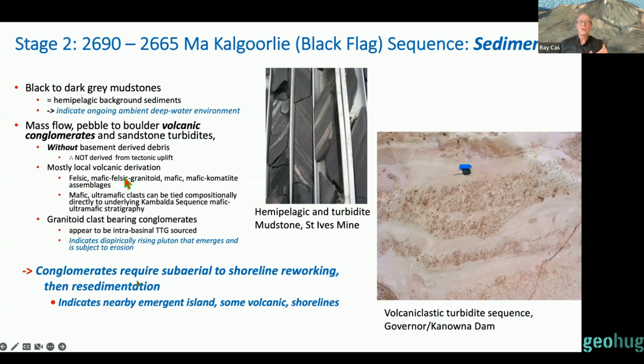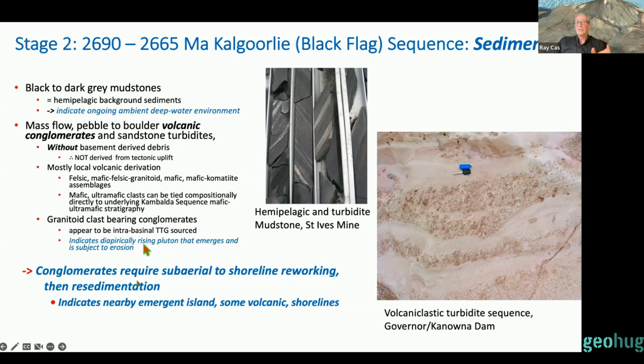When we do look at the compositions of the clasts, we can recognize clasts that are derived from the local volcanic stratigraphy. And they do come in various associations, these clasts. Some of the clasts in the conglomerates are totally felsic. Some of them are mafic, felsic, and granitoid. Some of them are just mafic. Some are mafic and komatiitic assemblages. And the mafic and the ultramafic clasts can be tied compositionally directly to the underlying Kambalda sequence of stratigraphy that we've just reviewed. Now, the granitoid clasts appear to be intrabasinal TTG sourced clasts.